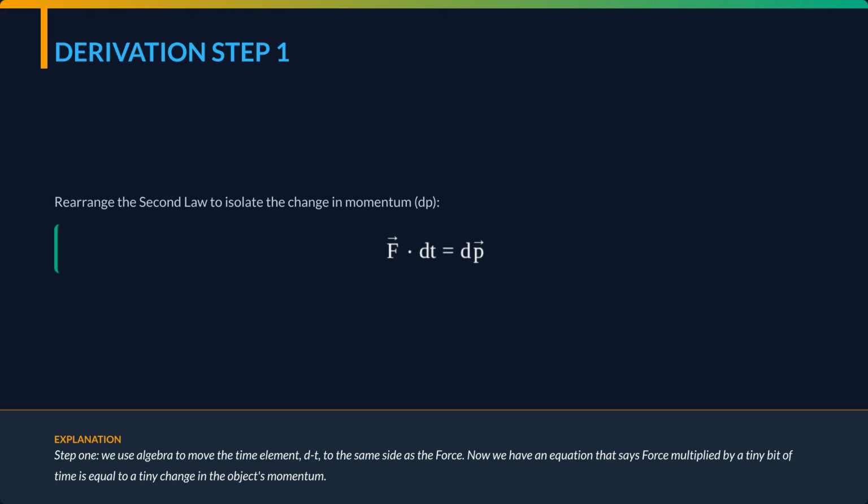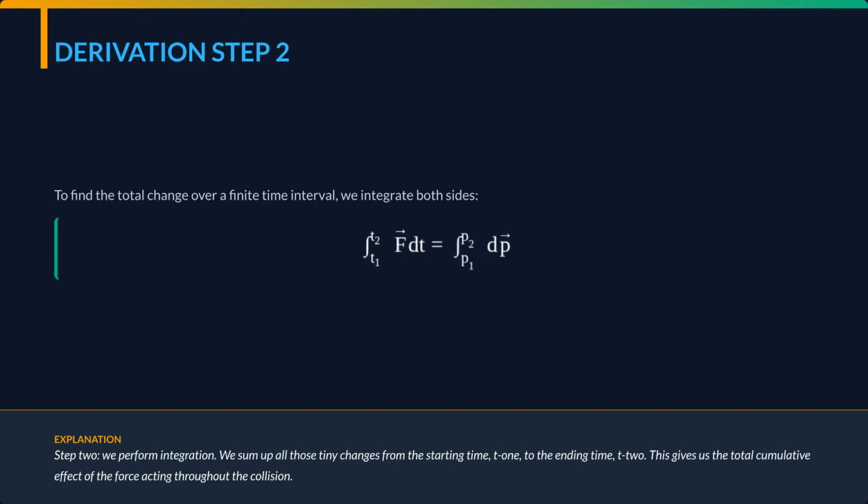By moving the infinitesimal time element to the same side as the force, we establish that force multiplied by a small time element equals a small change in the object's momentum. To find the total change over a finite time interval, we perform integration on both sides of the equation. This process sums up all those tiny changes, giving us the total cumulative effect of the force acting throughout the collision.